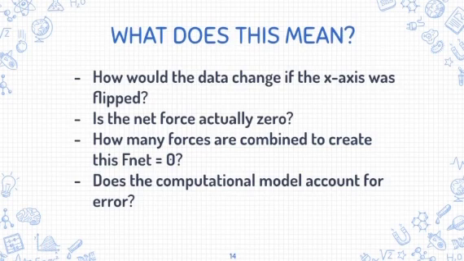Lastly, what does this all mean? So the data wouldn't necessarily change if the x-axis was flipped, it would just make the slope negative. And even though the computational model says that the F net is equal to 0, that doesn't necessarily mean that it actually is, and it makes it impossible to determine how many forces were combined to create this F net equals 0. This is mainly because the computational model does not really account for errors such as air resistance, gravity, friction, and other things like on level surfaces, so it's really unable to be determined if the net force is actually zero or negative.